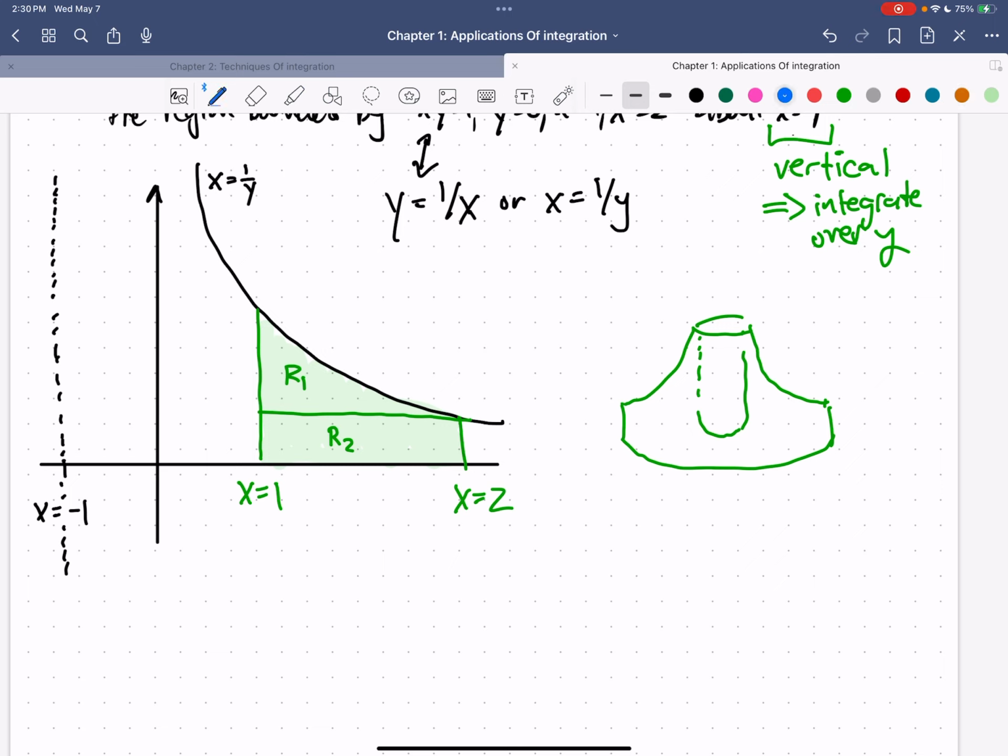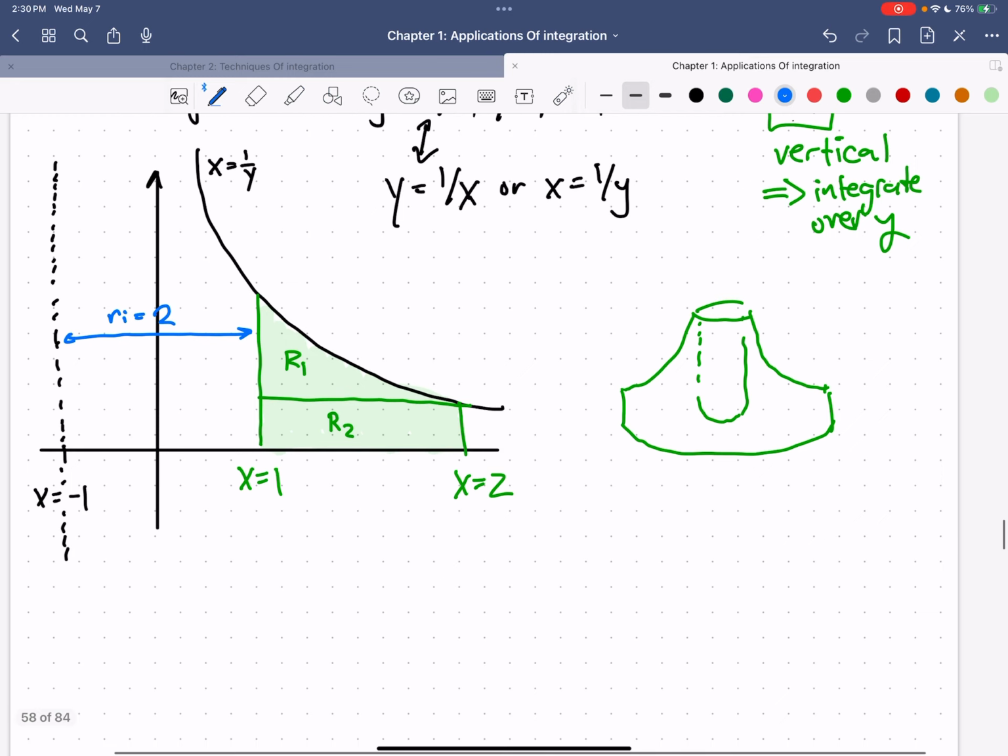For region 1, our inner radius is just, so we're going to the line x equals 1, but we've also got this -1. So the inner radius is just always 2 units. And it's the same for R2, so we can just do that as well. Then our outer radius, that's again where things change.